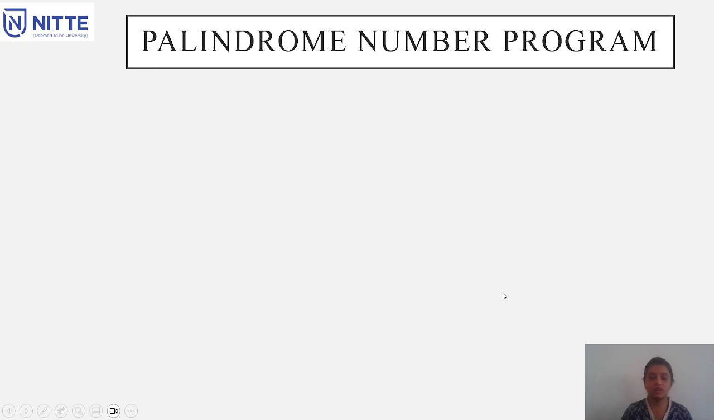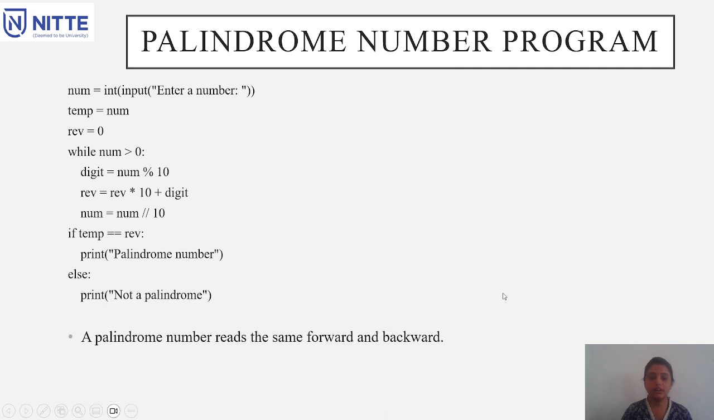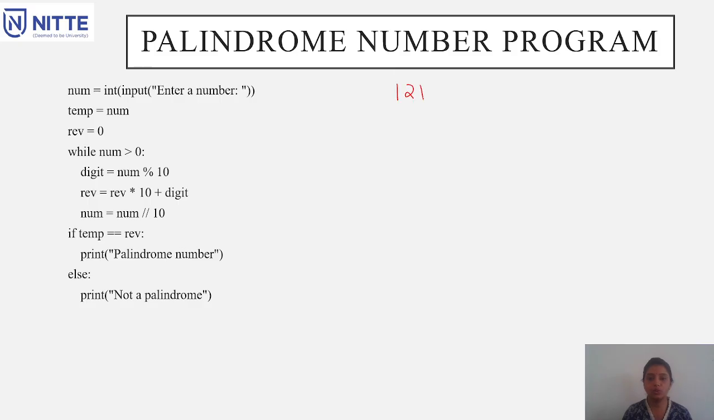The first program we are trying to understand is the Palindrome number program. What is a palindrome number? As you're guessing, a palindrome number means the number, if you read it from front to back and back to front, that is from left to right and from right to left, tells you the same. For example, the number 121. You read it from right to left or left to right, it is the same number.